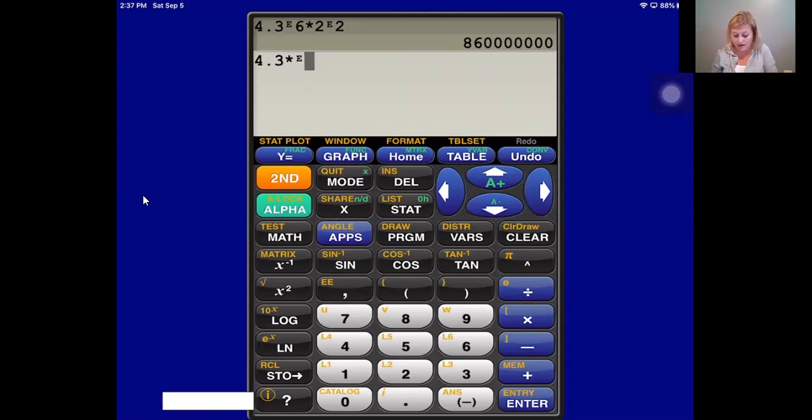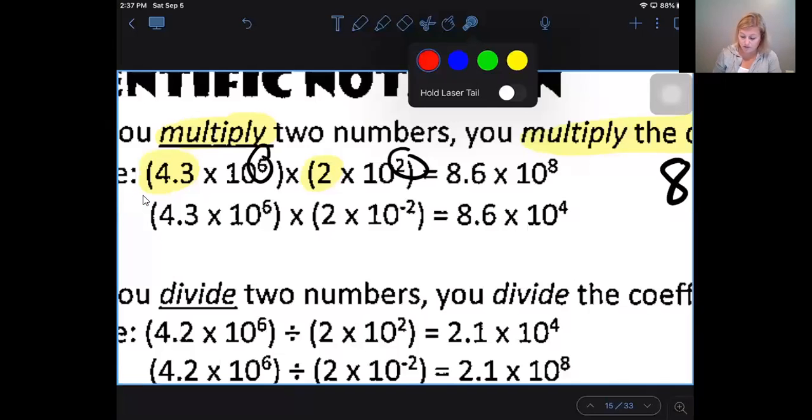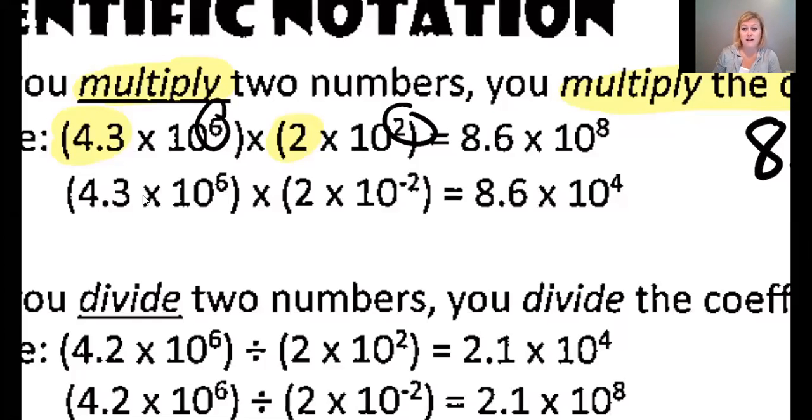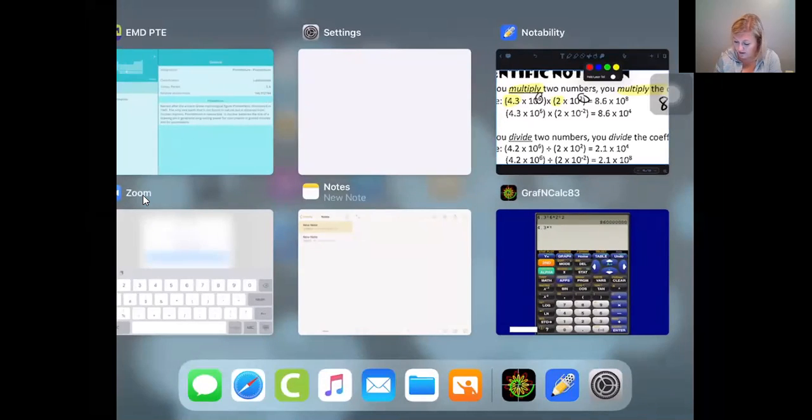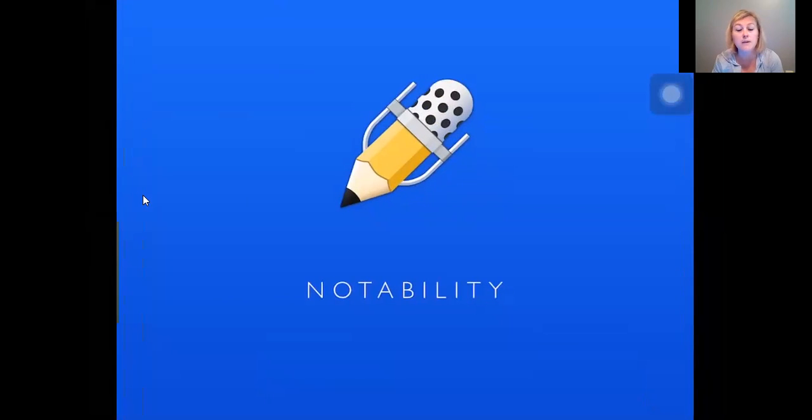So let's go back, and now we have to do scientific notation with dividing two numbers. Okay, so it says when you divide two numbers, you divide the coefficients, and then you subtract the exponents. So pretty much the same thing as the last one.